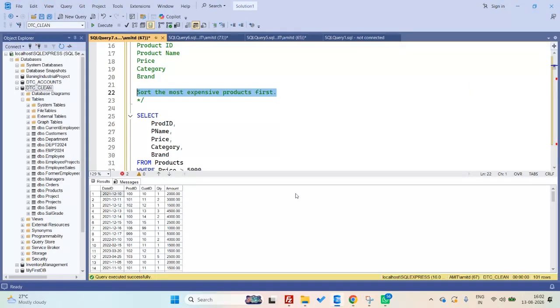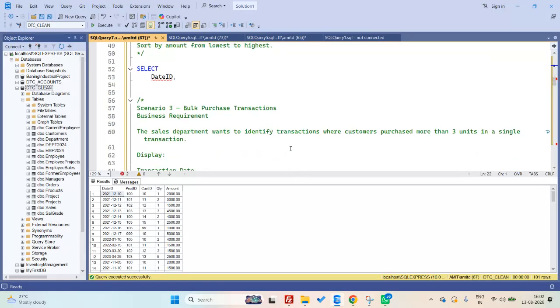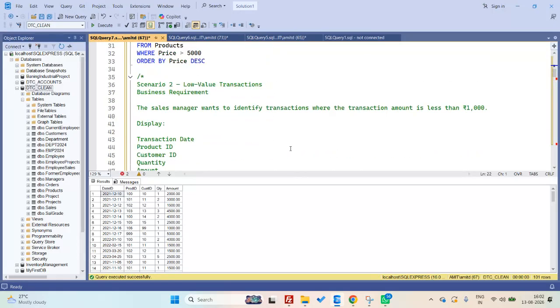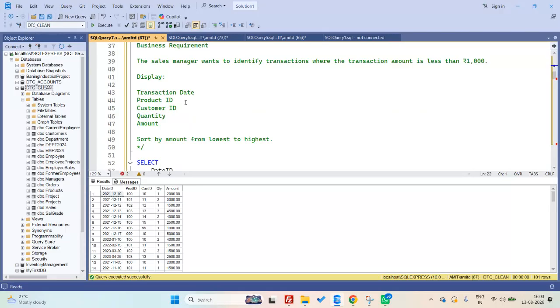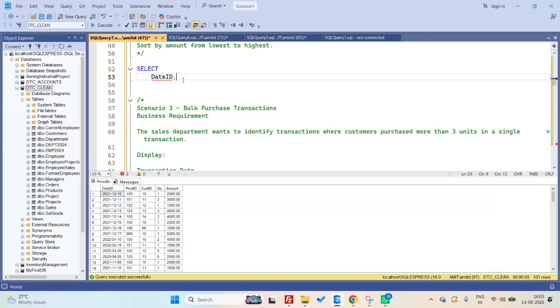Now I'm trying to solve another scenario based question where the sales manager wants to identify transactions where the transaction amount is less than 1000. Transaction means sales. So I definitely got to know that I have to work on the sales data set to find the date, product ID, customer ID, quantity, and amount. Let's solve this question.